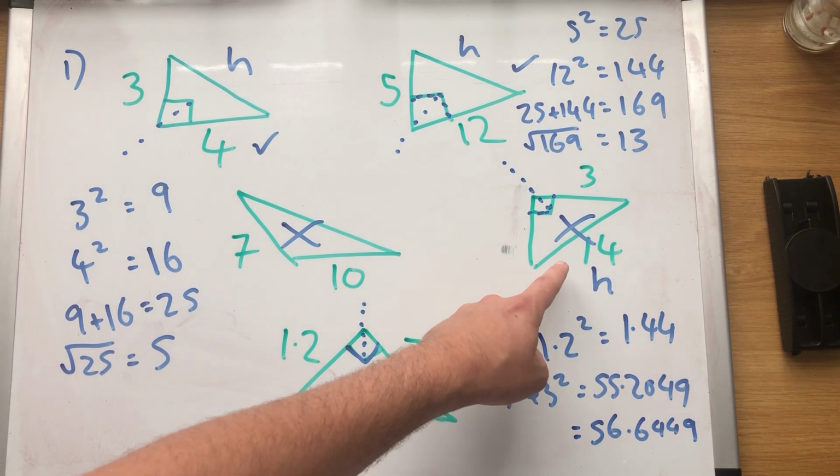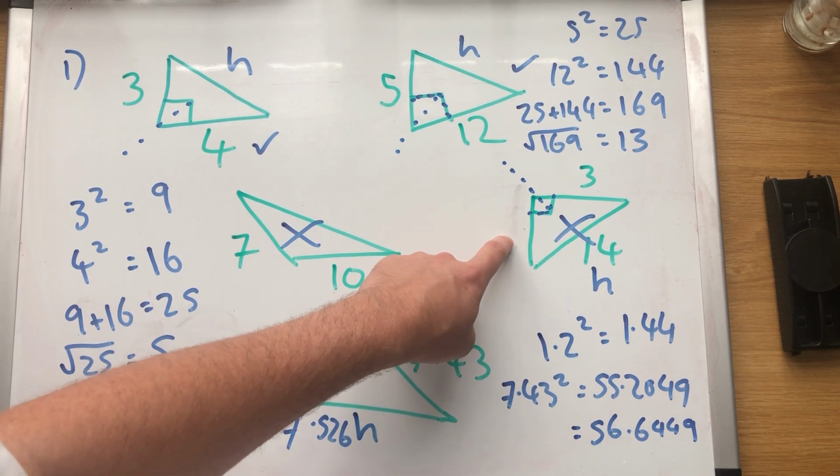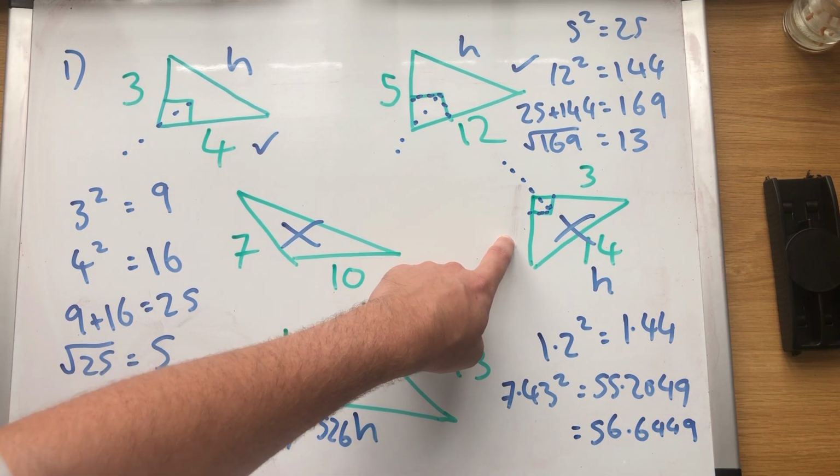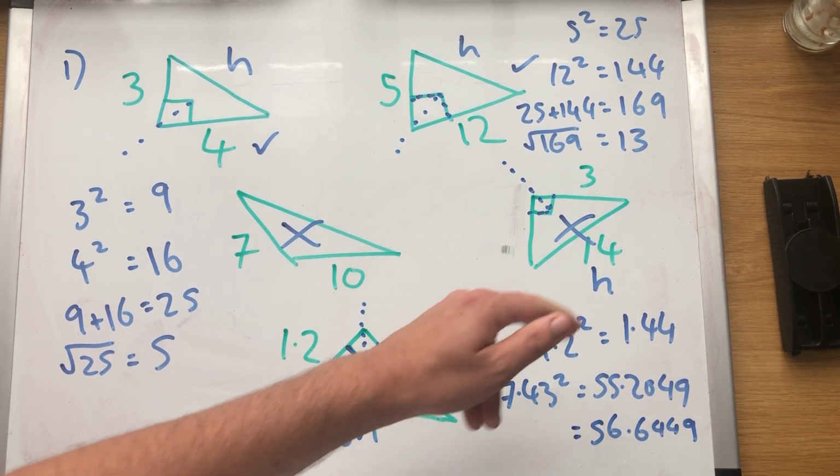This one here we can't solve, but it is possible to find this side here. And in the next video, I'm going to show you how we can find a missing side when we are given the hypotenuse.